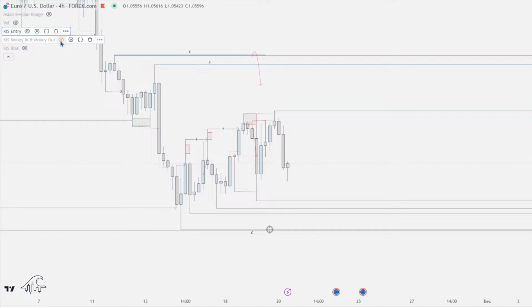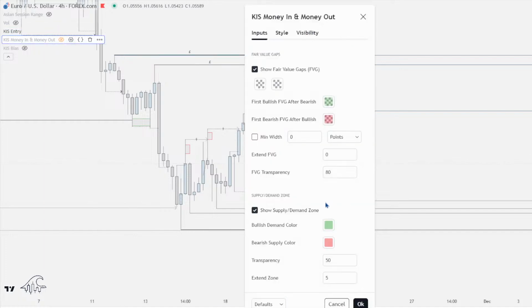Then we have the money in, money out. Now, this has a little bit more versatility. It shows supply and demand, which is our money in, money out areas, but it highlights only the supply and demand areas that we want to pay attention to. And then it also highlights fair value gaps. What I've done is I've whited the fair value gaps out, because ultimately the fair value gaps are what we use to define the areas of supply or demand that we want to interact with. So by whiting them out, it only delivers the areas of supply and demand that we want to see.